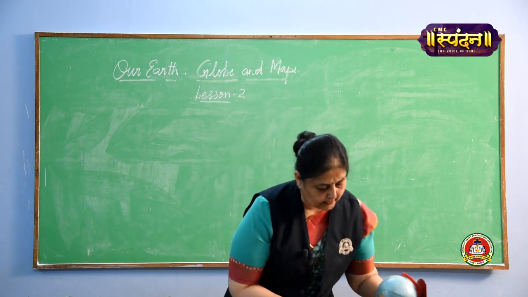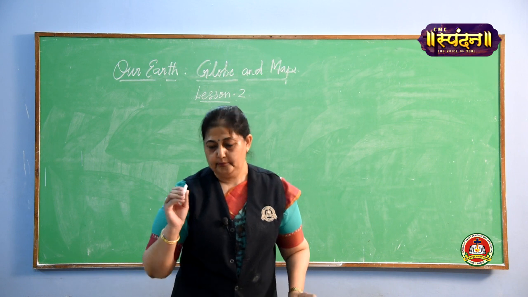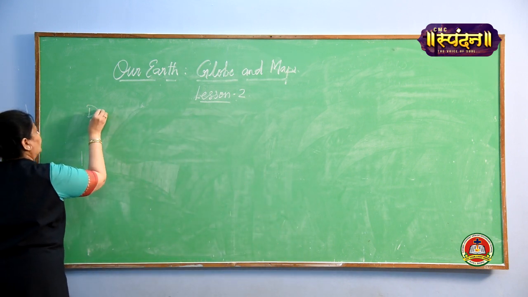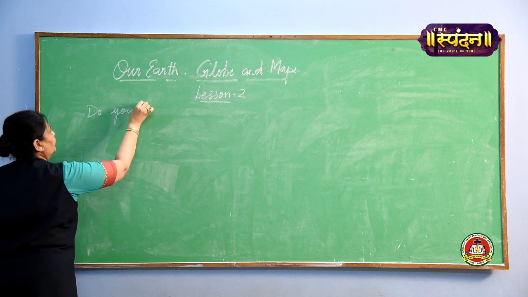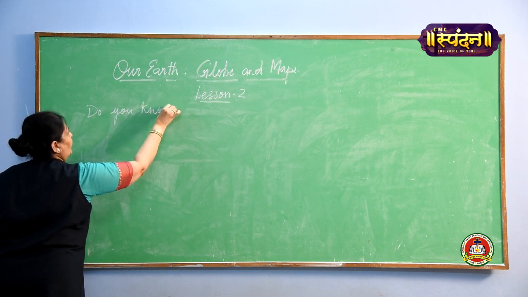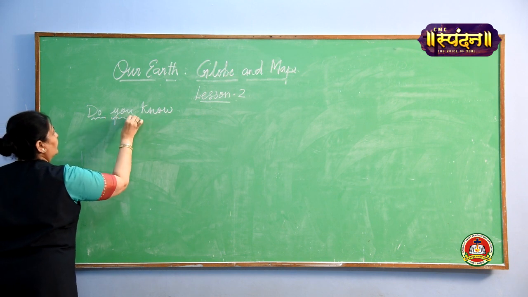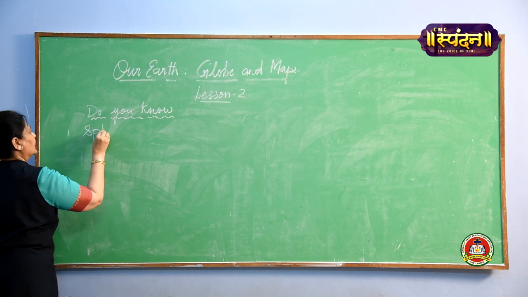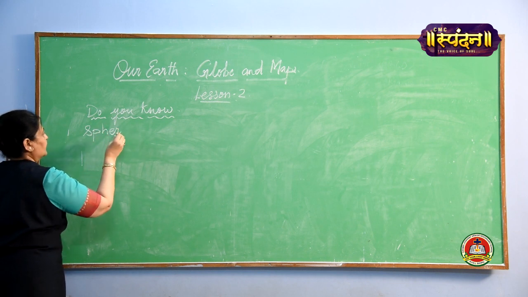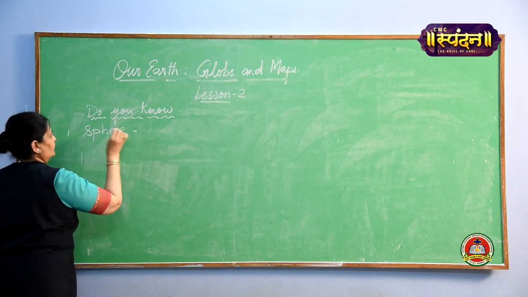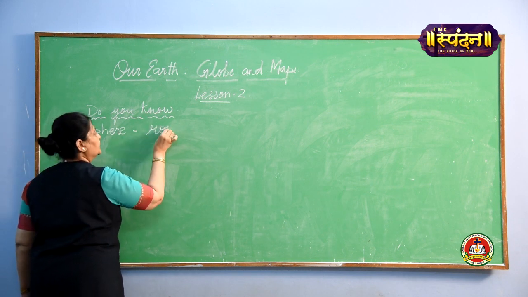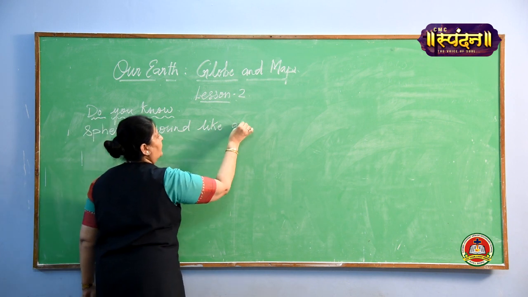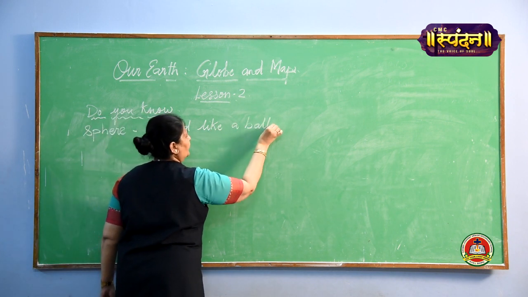Okay, let's write down. Do you know certain meanings? Sphere. Round like a ball. Okay?